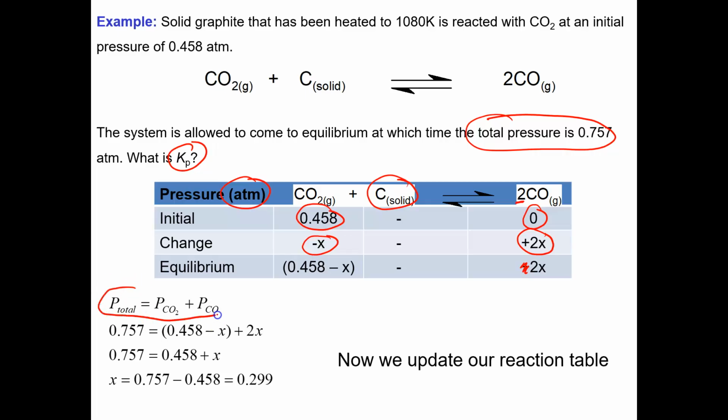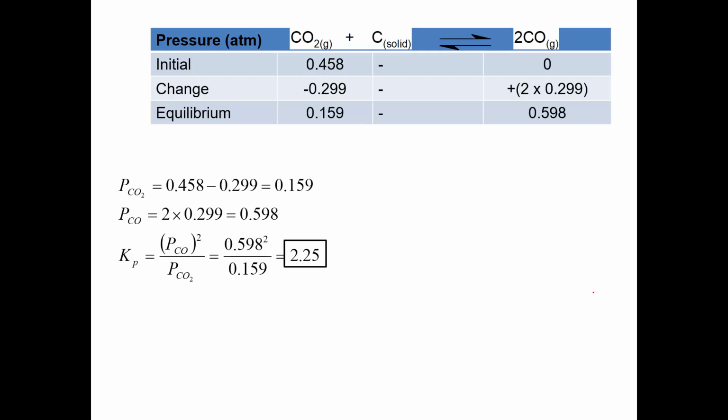Now, back up in the problem, they said the total pressure is 0.757 atm. So that means that if I add together the pressure of the CO2 and the CO, I'm going to get a value of 0.757. Knowing this, I can now solve for x. Working through the math, I determined that x is 0.299. So now I can insert x into my ICE table and update for the new values.